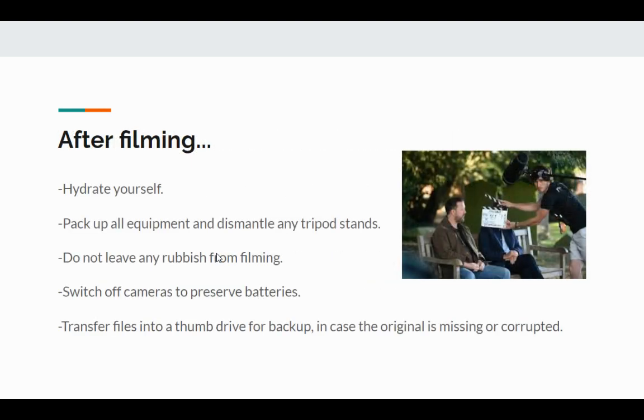Next, after you're filming, hydrate yourself. As the same goes, like you just filmed, please drink some water. Pack up all equipment and dismantle any tripod stands. Do not carry the entire tripod stand undismantled down the staircase. It's very dangerous. I'm not sure why some people still do that.